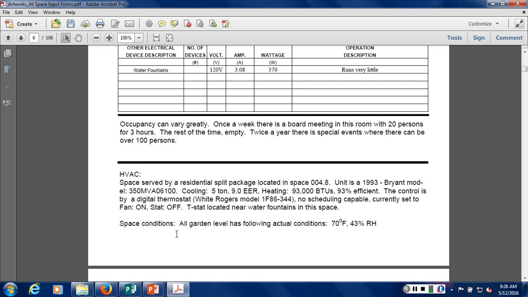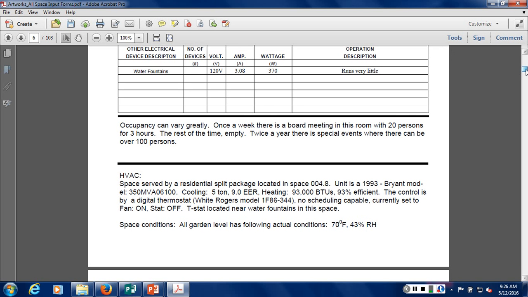If we do have a sensor with us, we'll try to measure to get an accurate bead on what the space is currently maintaining. That's typically the raw space input.